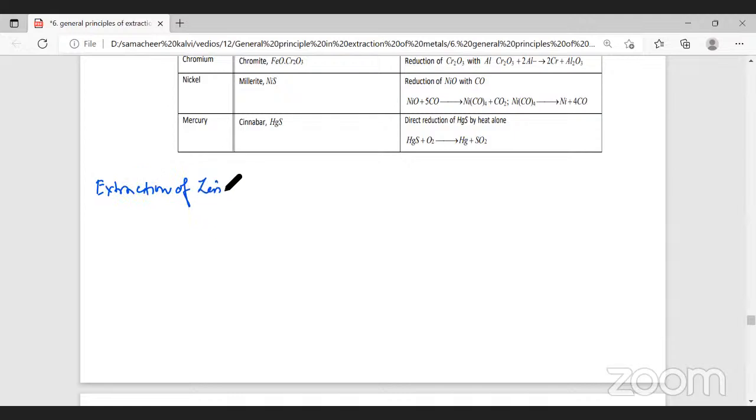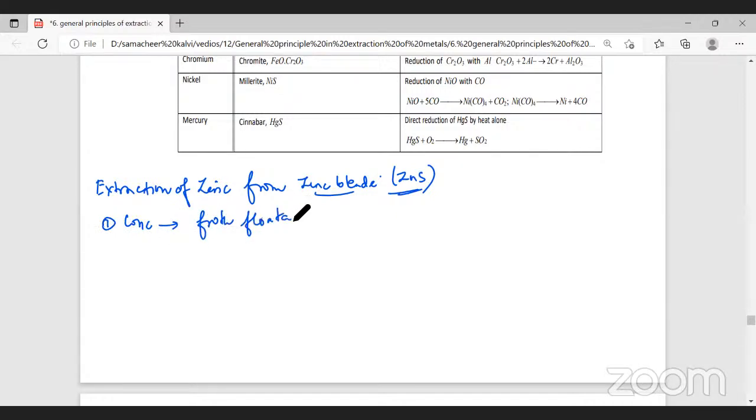Extraction of zinc from zinc blend. The zinc blend is ZnS. Zinc sulfide is called zinc blend. Now, since it is a sulfide ore, the first step is concentration. It is concentrated by froth flotation. The second one is roasting.